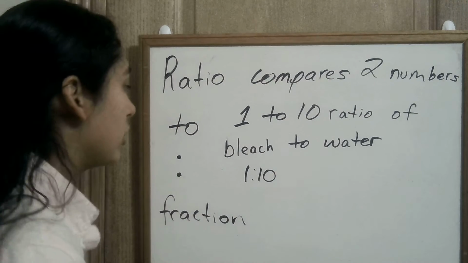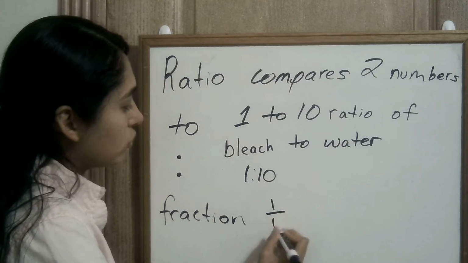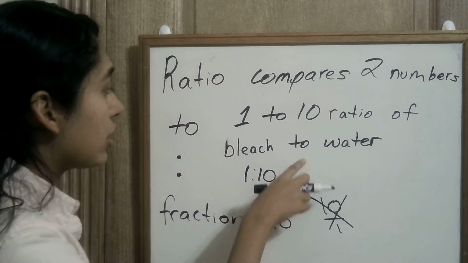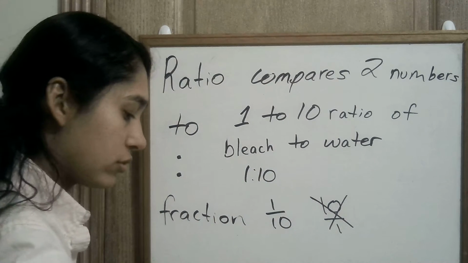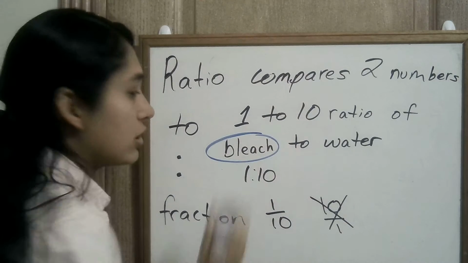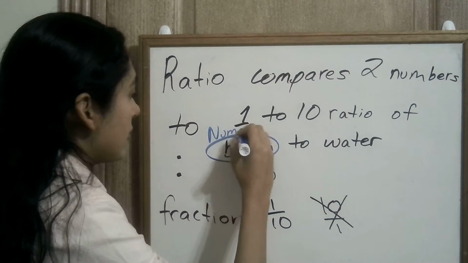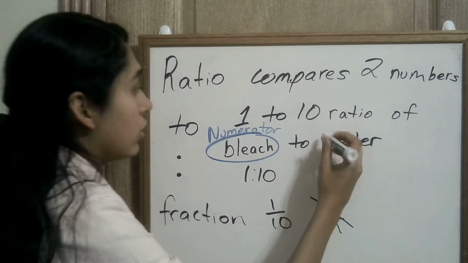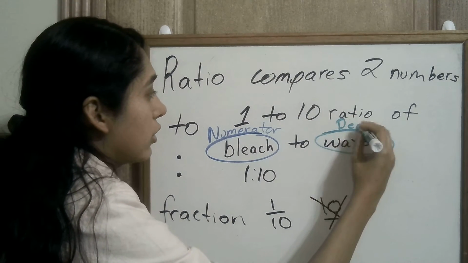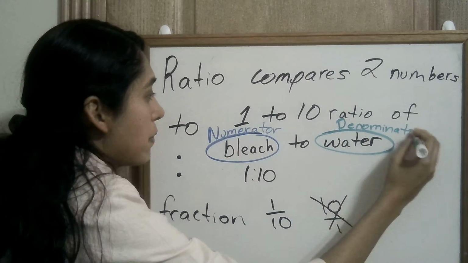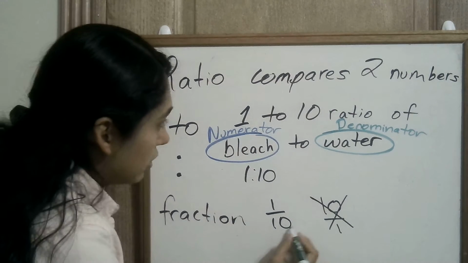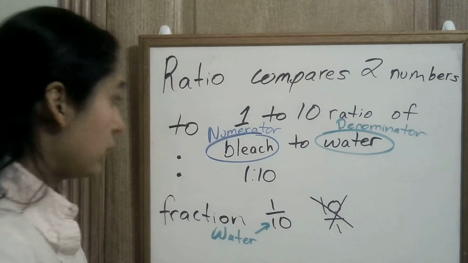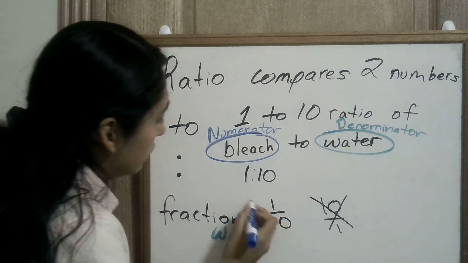Now let's do this as a fraction. Now the way that we're going to write this is like this, 1 over 10, and not 10 over 1. The reason being is that the number that comes in front of the word to is going to be your numerator. And then the label that comes after the word to is going to be your denominator. So by this logic, 10 is water, and 1, which is your numerator, is going to be bleach.